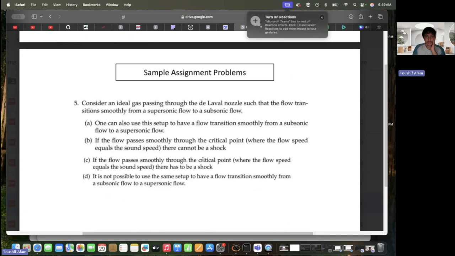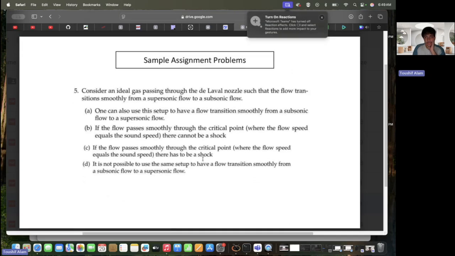Consider an ideal gas passing through the de Laval nozzle such that the flow transitions smoothly from a supersonic flow to a subsonic flow. One can also use this setup to have a flow transition smoothly from a subsonic flow to supersonic if the flow passes smoothly through the critical point, where the flow speed equals the sound speed. If the flow passes smoothly through the critical point, there has to be a shock. It is not possible to use the same setup to have a flow transition smoothly from a subsonic flow to supersonic flow.